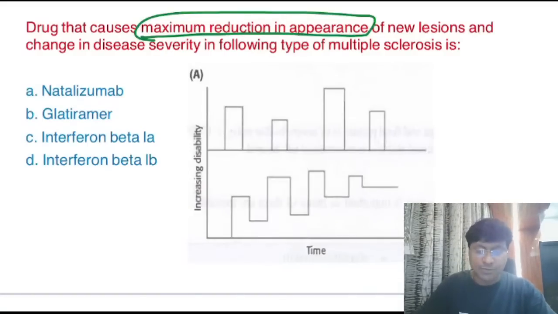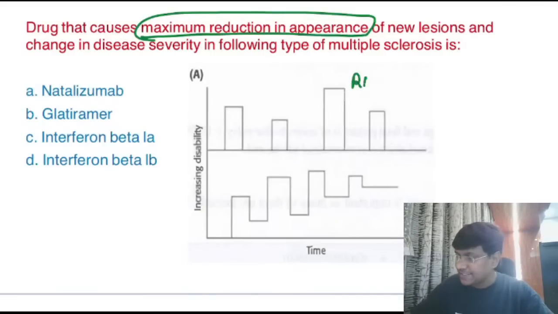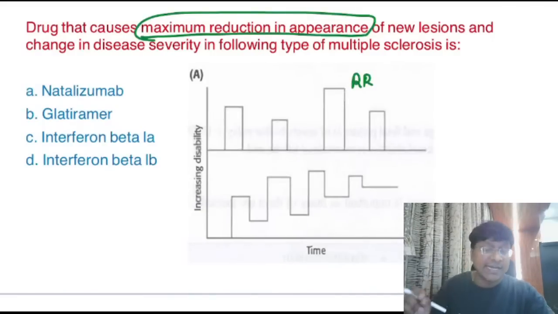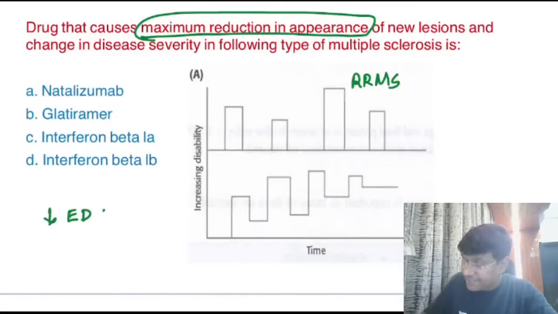Right, very good, Dr. Amulya. So what exactly is this particular form of multiple sclerosis? That is relapsing remitting multiple sclerosis, that is RRMS. Now in these patients with RRMS, the drug that will cause maximum reduction in expanded disability severity score is natalizumab.